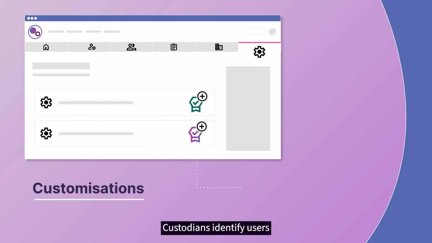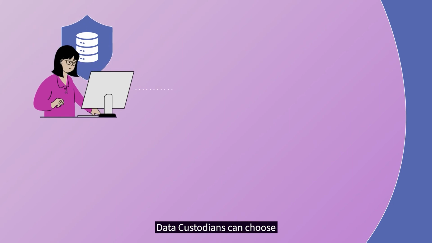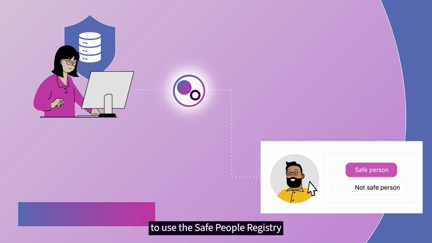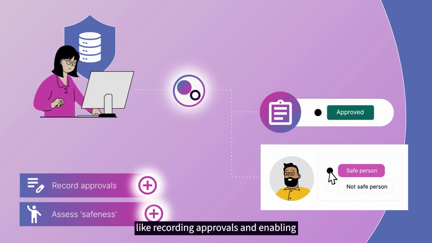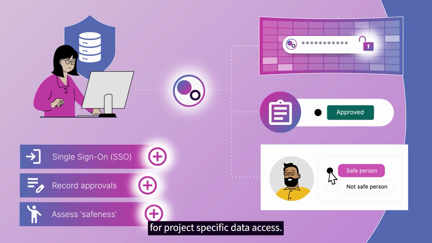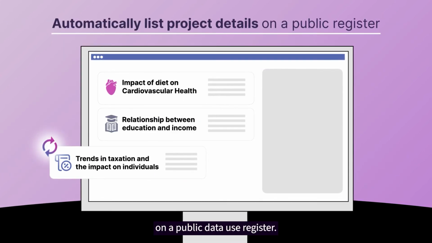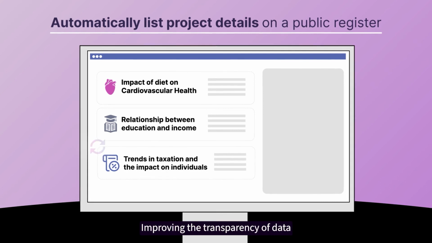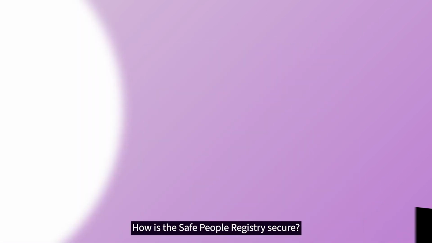Customizations also help custodians identify users and organisations that do not meet their criteria. Data custodians can choose if they simply want to use the Safe People Registry to validate the safeness of a user or organisation, or take advantage of additional features like recording approvals and enabling single sign-on for project-specific data access. They can also automatically list project details on a public data use register, improving the transparency of data research more widely. How is the Safe People Registry secure?